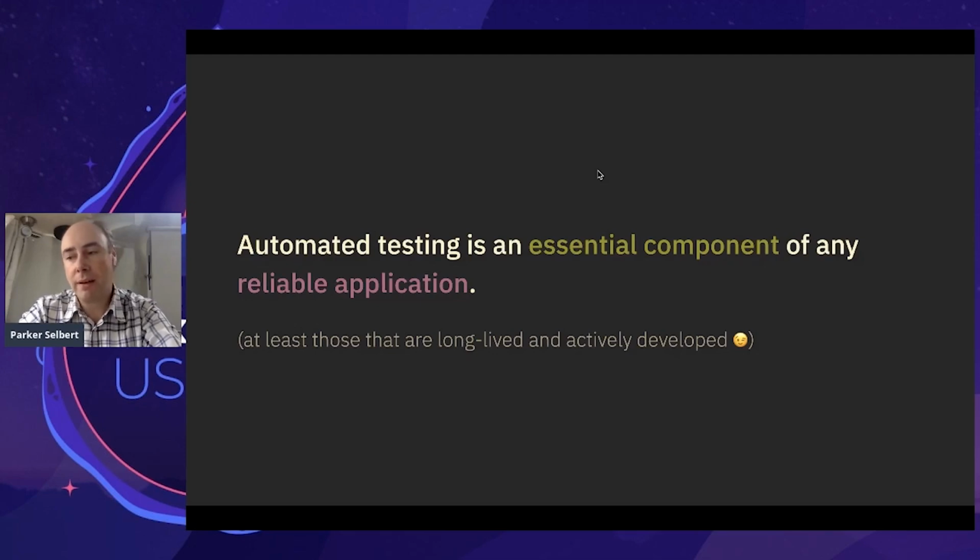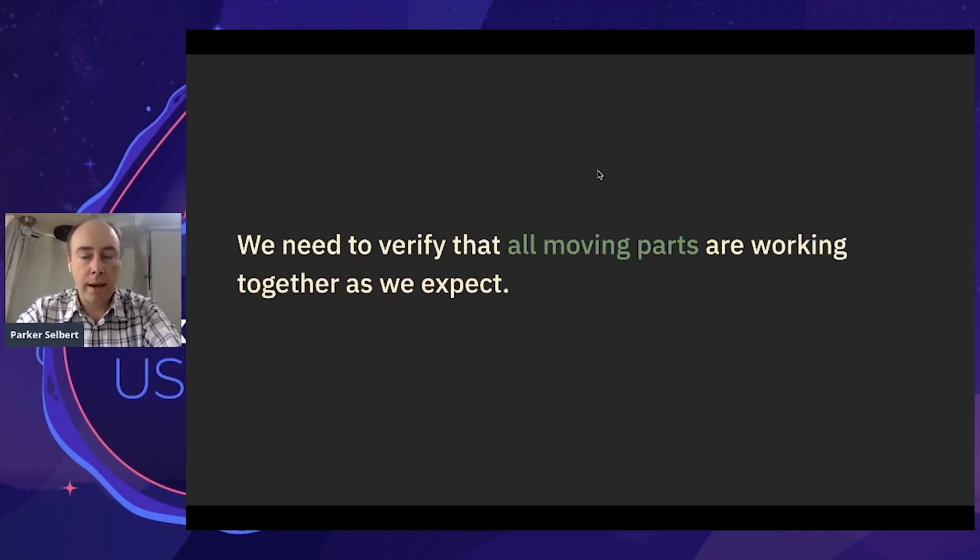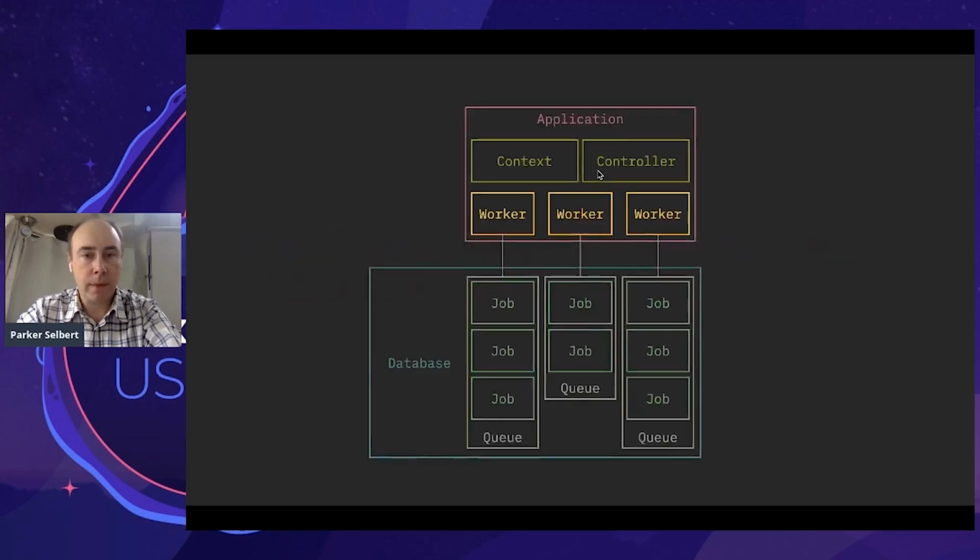I'm going to define reliable as something that you actually want to be long-lived. You want to keep working on it, keep developing it, have other developers come in and help, and you're probably going to change it in the future. In that case, automated testing is completely critical. An application is complex and has a lot of different moving parts, and it's essential that we verify that all those different parts are working together, all in unison.